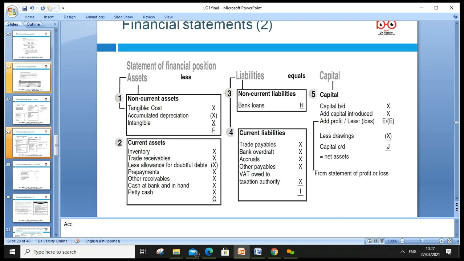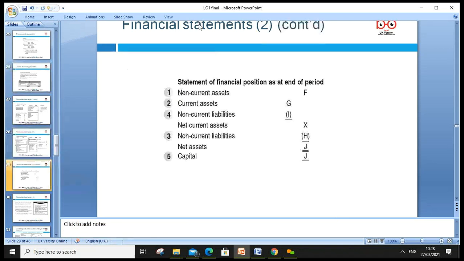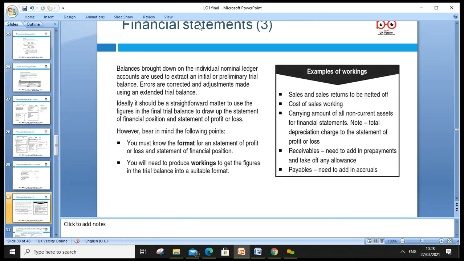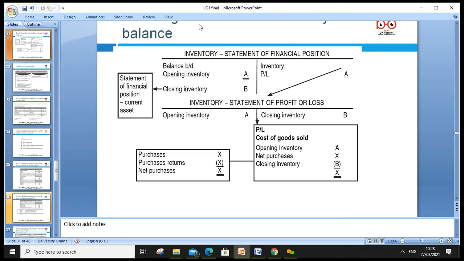Always keep in mind the accounting equation. We all know the accounting equation, yes? Assets equal liabilities plus capital. If you need to look at it another way, assets minus liabilities equal capital. The net asset figure should be equal to capital, it means your capital. We can use this same logic when we prepare the final accounts, financial statement formats and workings.